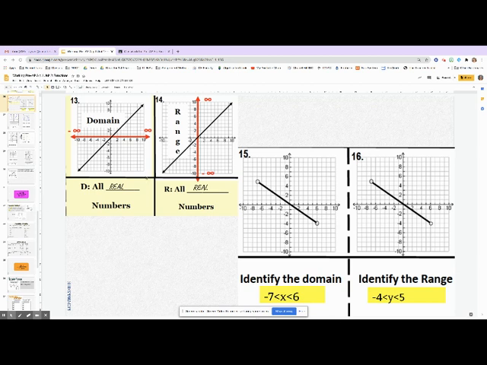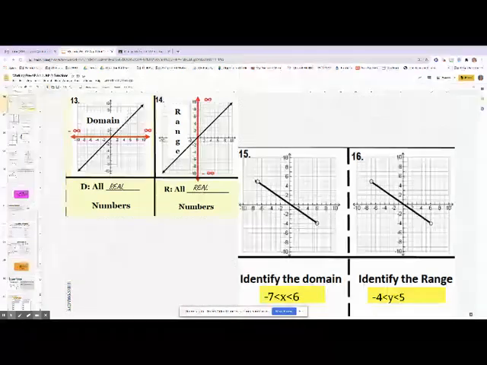So we are going to continue talking about domain and range. Whenever it extends from left to right, it's negative infinity to infinity, and also negative infinity to positive infinity for range, because this is a linear function that goes on and on forever in both directions.